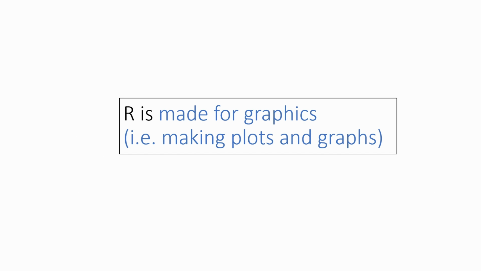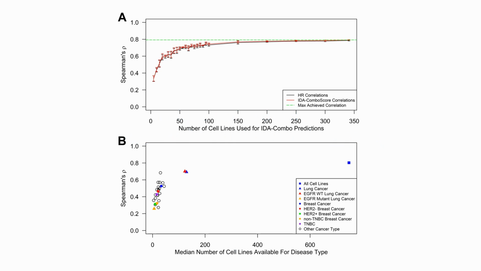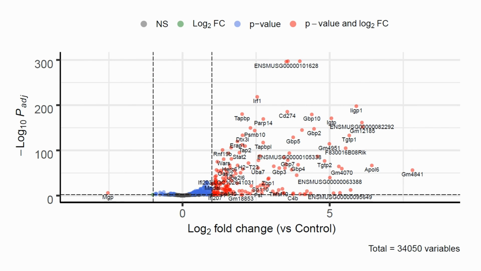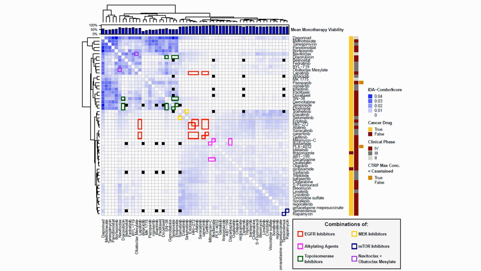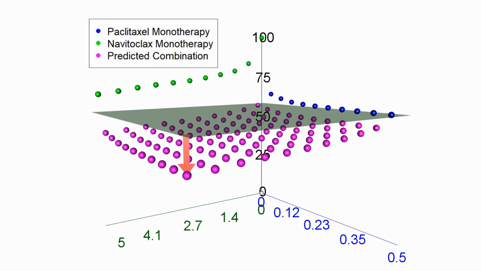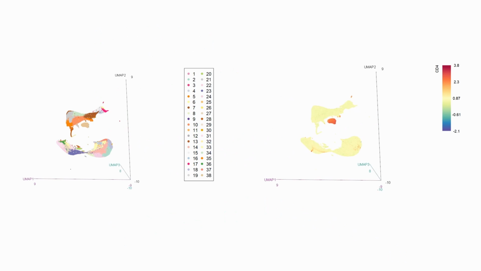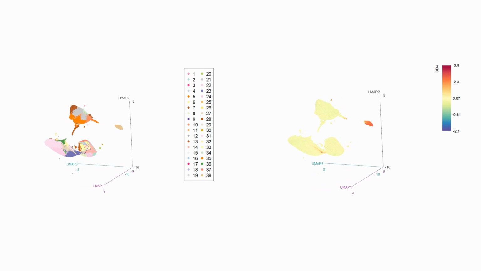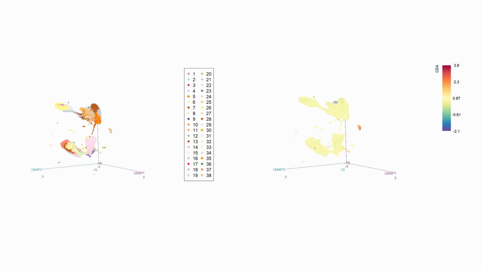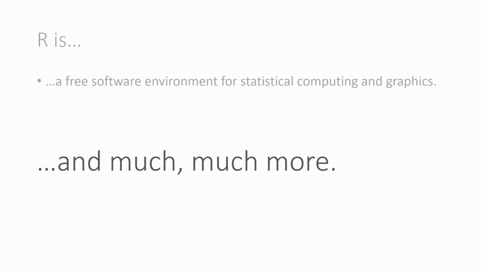R is also made for graphics, and by this we don't mean computer graphics or movie graphics, we mean making plots and graphs. Here are some simple plots that you can make with R. You can make slightly more complicated plots or very complicated plots that have a lot of dense information in them. You can make plots in 3 dimensions, and you can make plots that move. You can even make interactive plots with R quite easily, and much, much more.